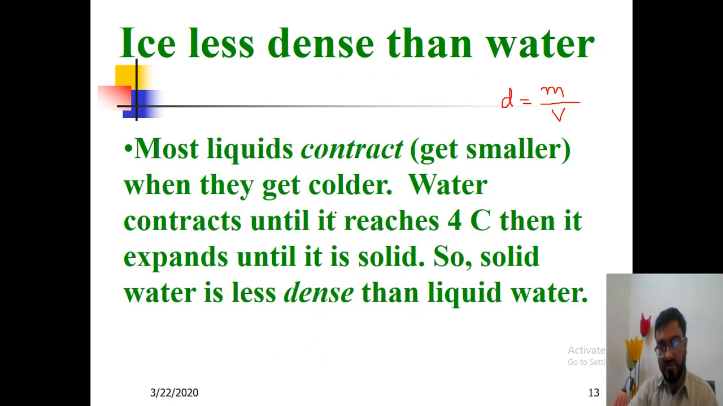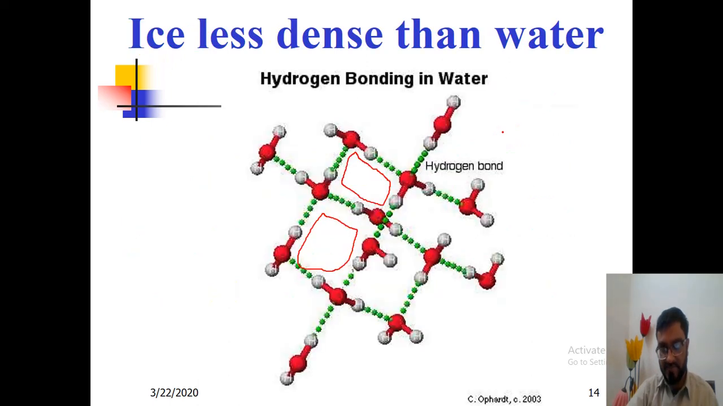As we discussed, below 4 degrees centigrade there is an increase in volume, and this increase in volume is decreasing the density. So these void spaces are responsible for the increased volume, and that is responsible for ice being less dense than water.